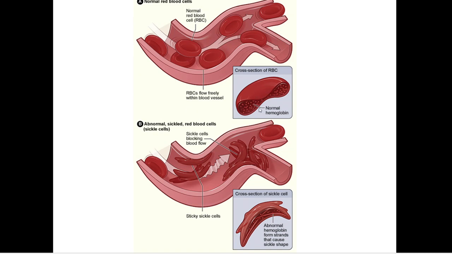So this is just a picture example. So this is what a normal cell looks like. You see it's nice and round. It's got a bunch of oxygen in there. This is a sickle cell. It's just flat, and it has less surface area for that oxygen to go.